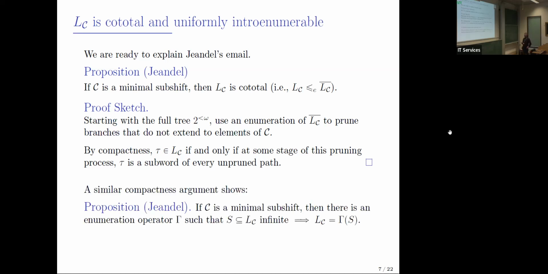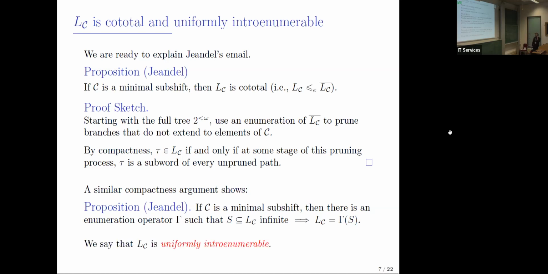A similar compactness argument shows that if C is a minimal subshift, then there is an enumeration operator such that given any infinite subset of the language, the enumeration operator returns the whole language. So that's very similar to the argument above. Neither of these is too hard if you realize that this is something you want to do. Once stated, it's not that hard. They were really interesting observations, though.